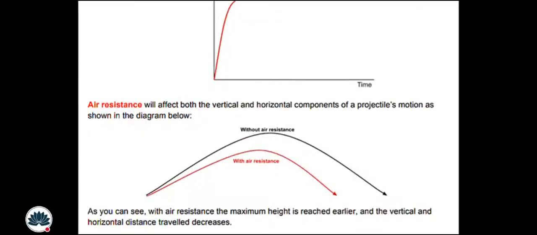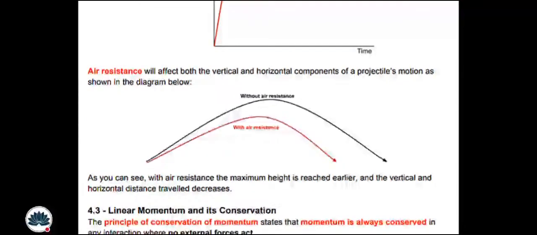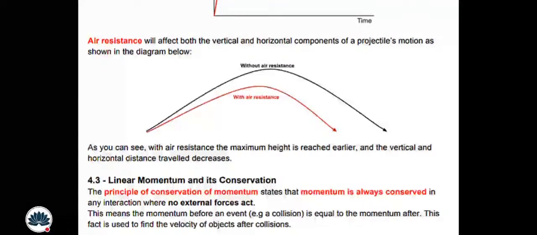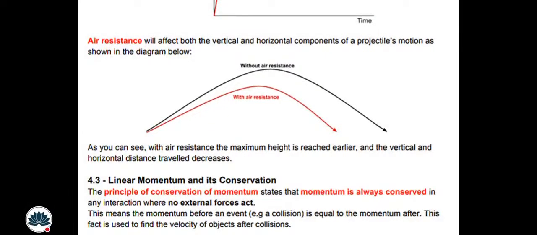Air resistance will affect both the vertical and horizontal components of a projectile motion, as shown in the diagram below. This is the projectile motion. As you can see, with air resistance, the maximum height is reached earlier, and the vertical and horizontal distance traveled decreases. With air resistance and without air resistance, you can see in the projectile motion clearly what is given to you.